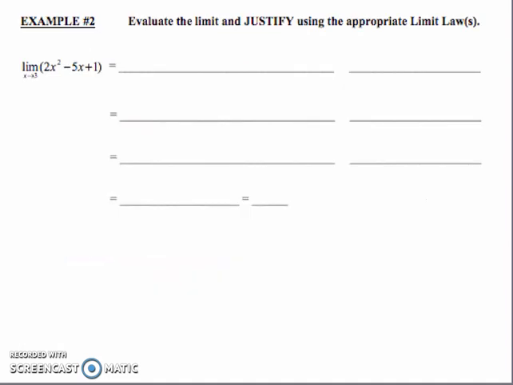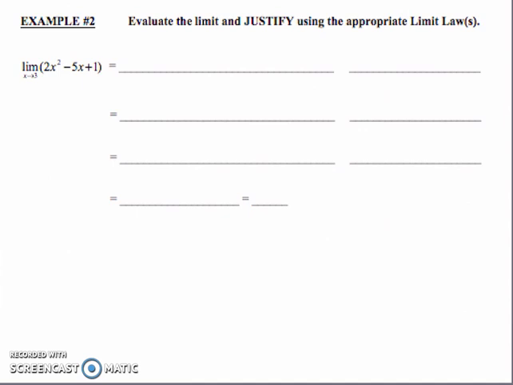Now we move on to example 2. In this one, we're not using a graph. We're just using our limit laws to evaluate the limit, and we're going to justify every step that we make using the appropriate limit laws. So we've got the limit as x approaches 3 of the function 2x squared minus 5x plus 1.